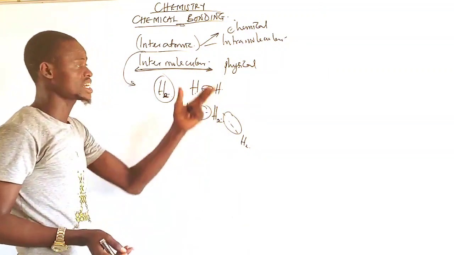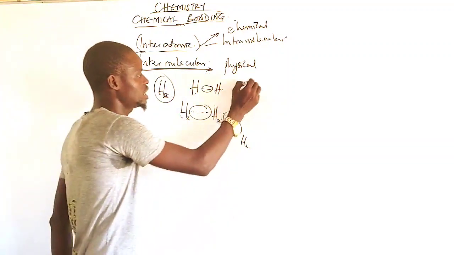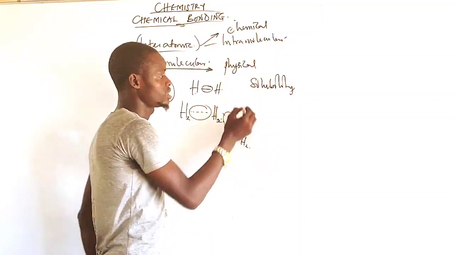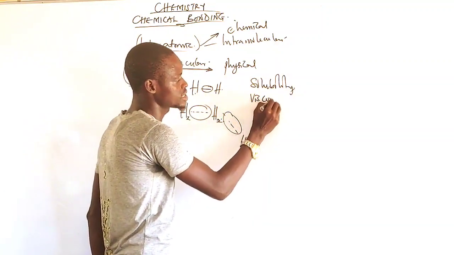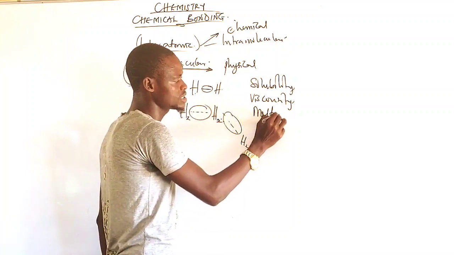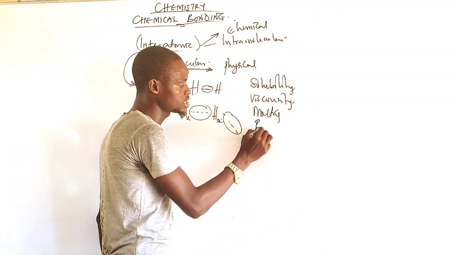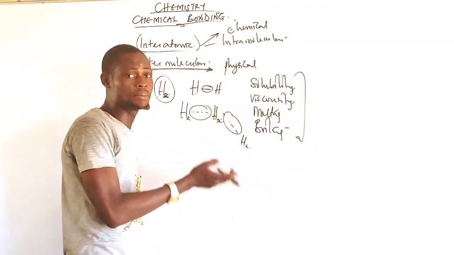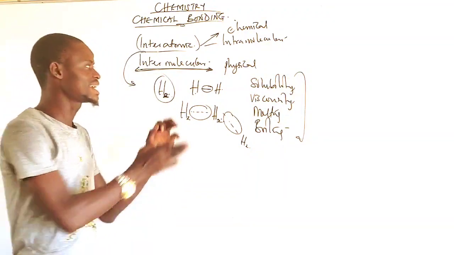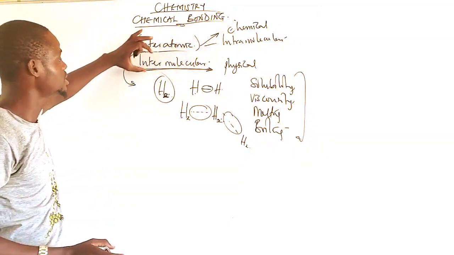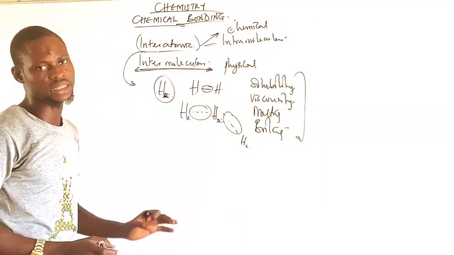Now, talking about the physical property of the substance, we are talking about the solubility of the substance, the viscosity of the substance, the melting point and the boiling point of the substance. So this is what you need to know, and there are more than that. Altogether, I think I've been able to make sense of what kind of property determines physical and chemical property.